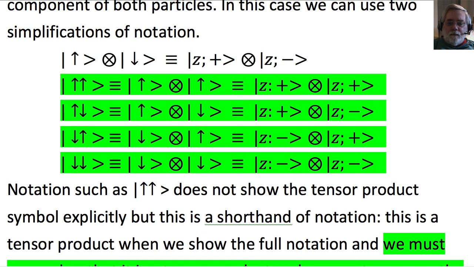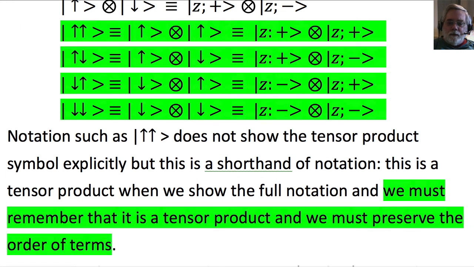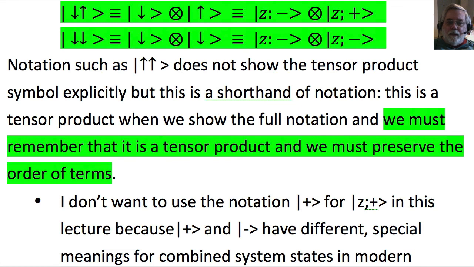Notation such as up arrow in the ket does not show the tensor product symbol explicitly, but this is a shorthand of notation. This is a tensor product when we show the full notation, and we must remember that it is a tensor product, and we must preserve the order of terms. Under no circumstances can we reverse the order of the up and down arrows within the ket.